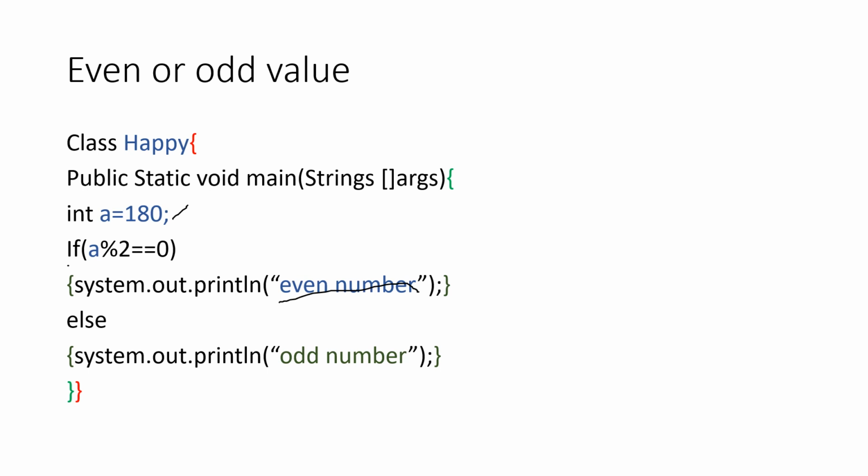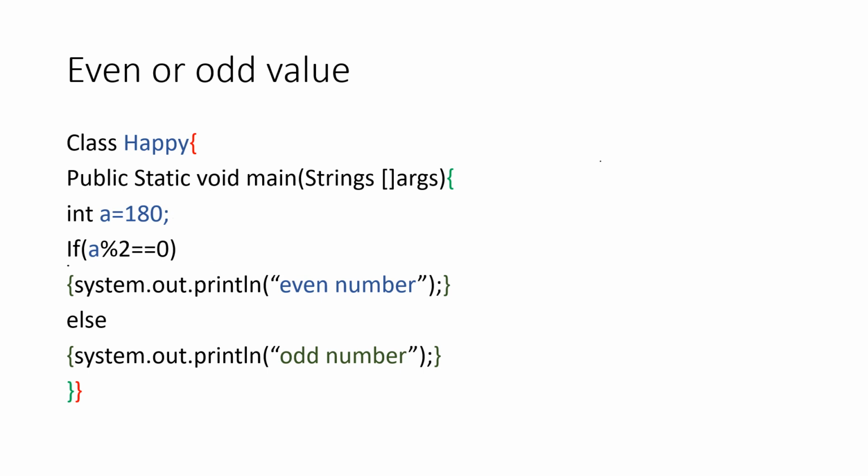Just think, if the value a is equal to 3, which System.out.println will be executed? If 3 modulus by 2 is equal to 0, the condition is false. If the condition is false, obviously it will go to the else part. In this else part, it will execute and print that it is an odd number. I guess you understand this program.